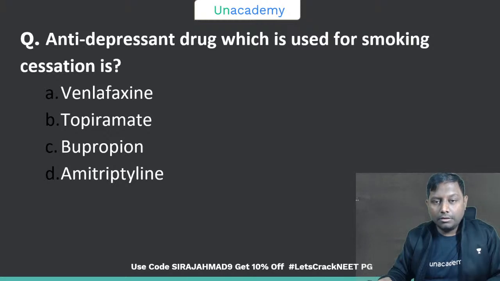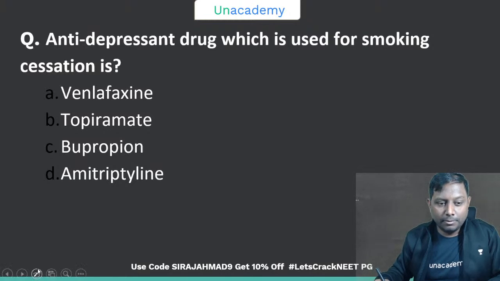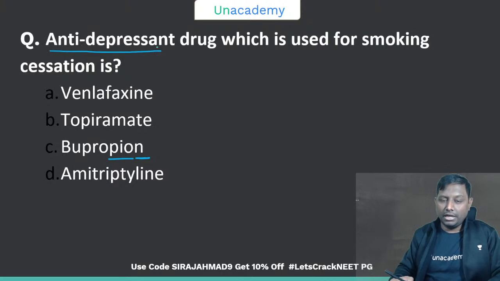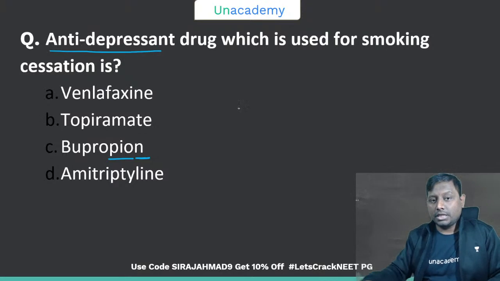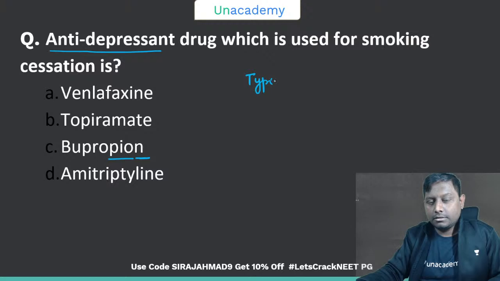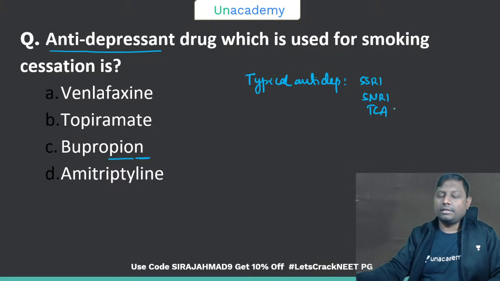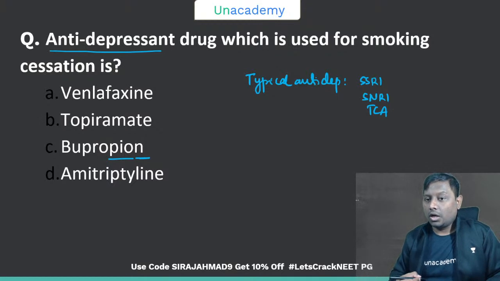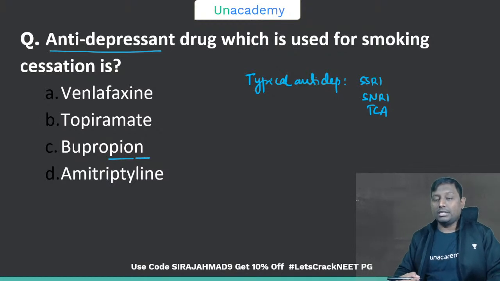C. Very good. So it's very easy for you to remember as well. C, bupropion. So they are atypical antidepressants, not usual typical antidepressants. What are the typical antidepressants? The usual typical antidepressants that we are having are the SSRI, SNRI, and tricyclic antidepressants: selective serotonin reuptake inhibitor, serotonin norepinephrine reuptake inhibitor, tricyclic antidepressant. They are the typical ones.